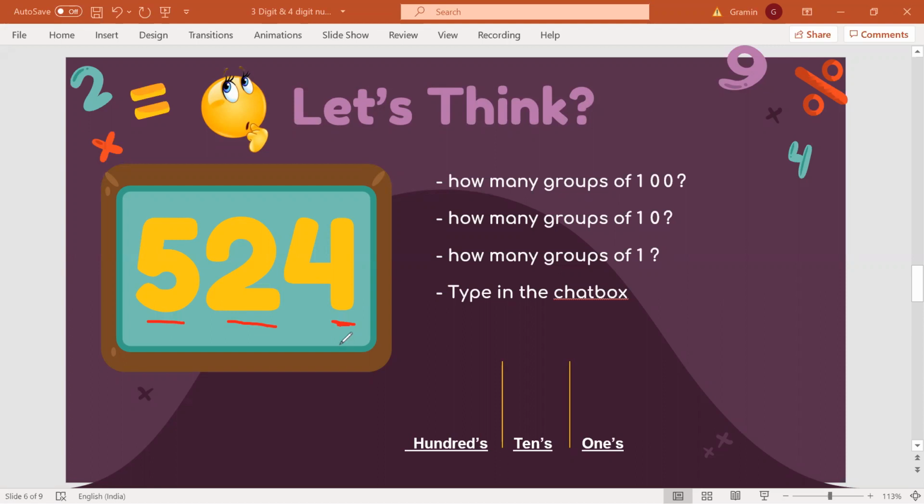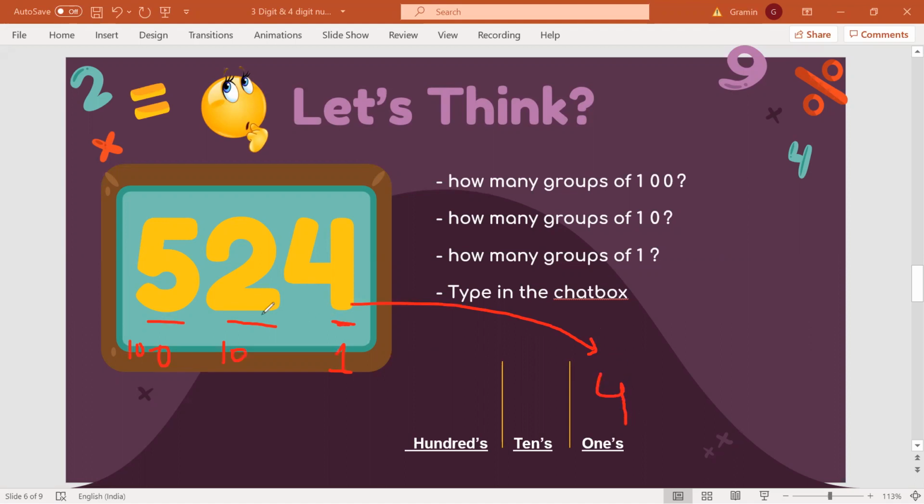So over here we are writing the number of groups of ones. Over here we are writing the number of groups of tens, and over here we are writing the number of groups of hundreds. So let's start writing down the digit at ones position. The digit at ones position will be simply 4.